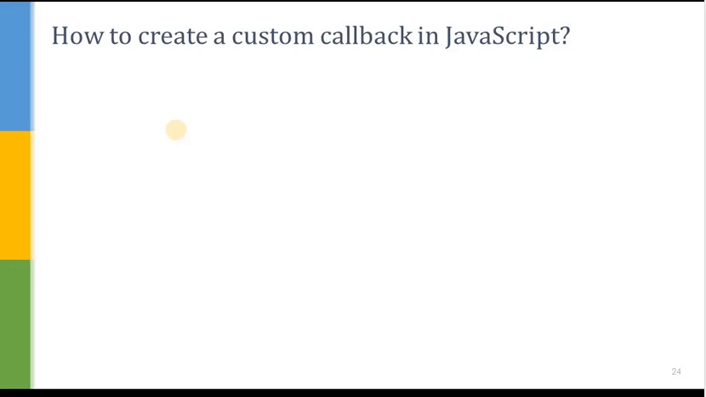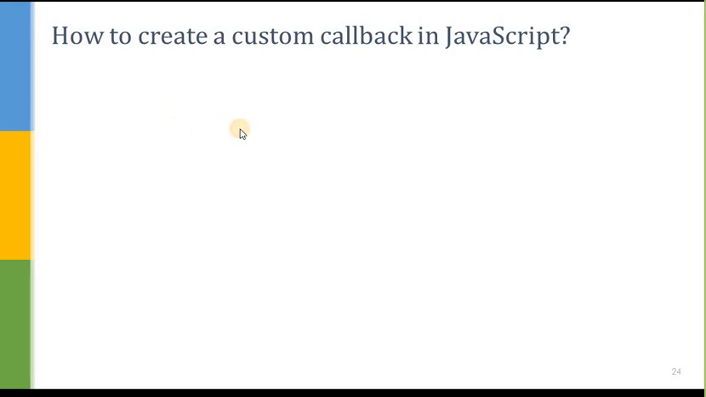Hello everyone. In this session I'm going to explain how to create a custom callback in JavaScript. It is not a callback function, meaning a function calling itself. It is not like that. But over here we are assigning one function as a parameter to another function. Now how does this concept come into the picture?